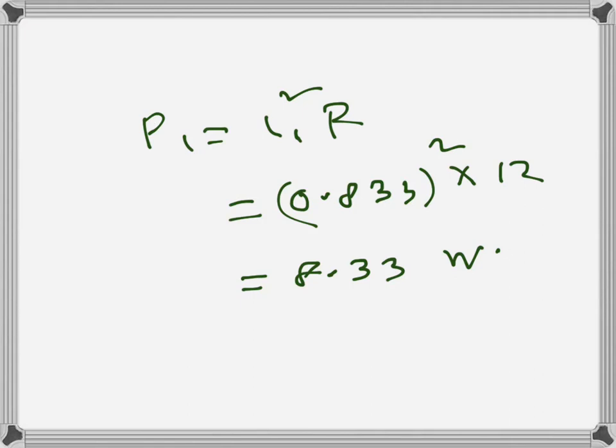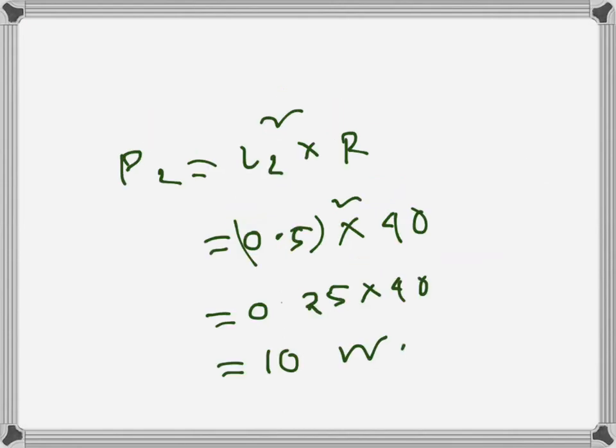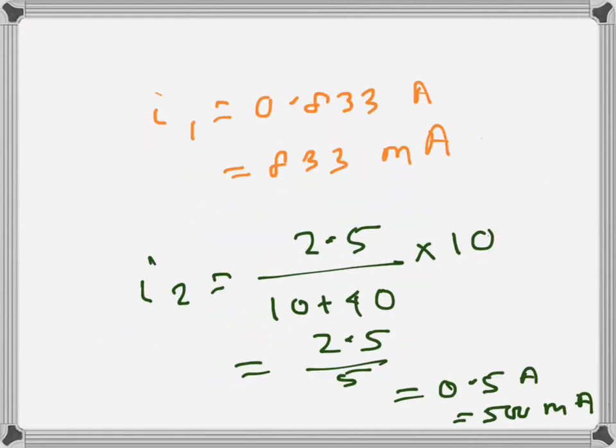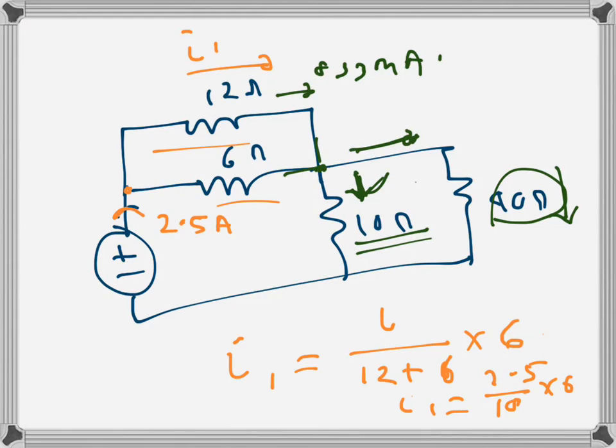So this is how, once we find each of the currents, we can find the corresponding voltage drops and power dissipated by each resistance. This is a very simple problem, but we have applied the current divider rule for solving it.